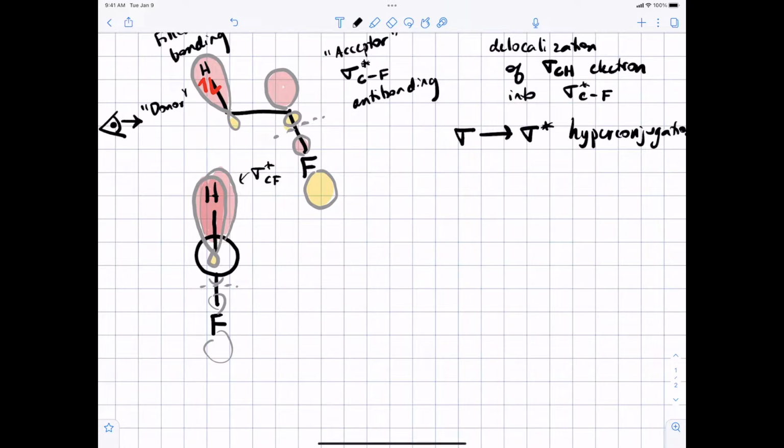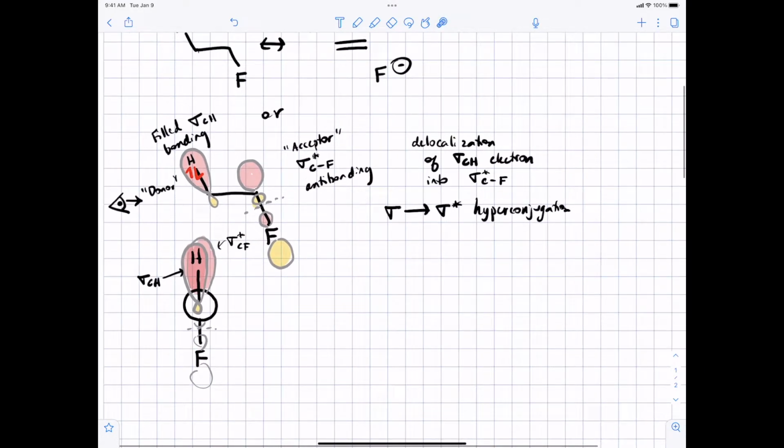So in back is the carbon-fluorine sigma star, and in front is the carbon-hydrogen sigma bonding orbital. All right? Now, when I talk about this in my introductory OChem class, one thing that students have a hard time with is they're like, shouldn't sharing electrons with an antibonding orbital break the bond? That's a really good question.